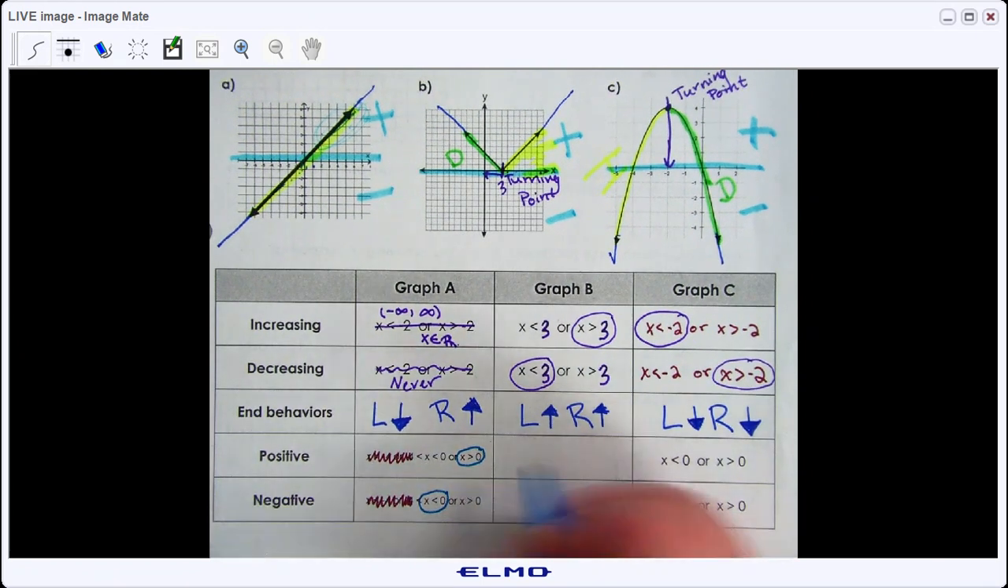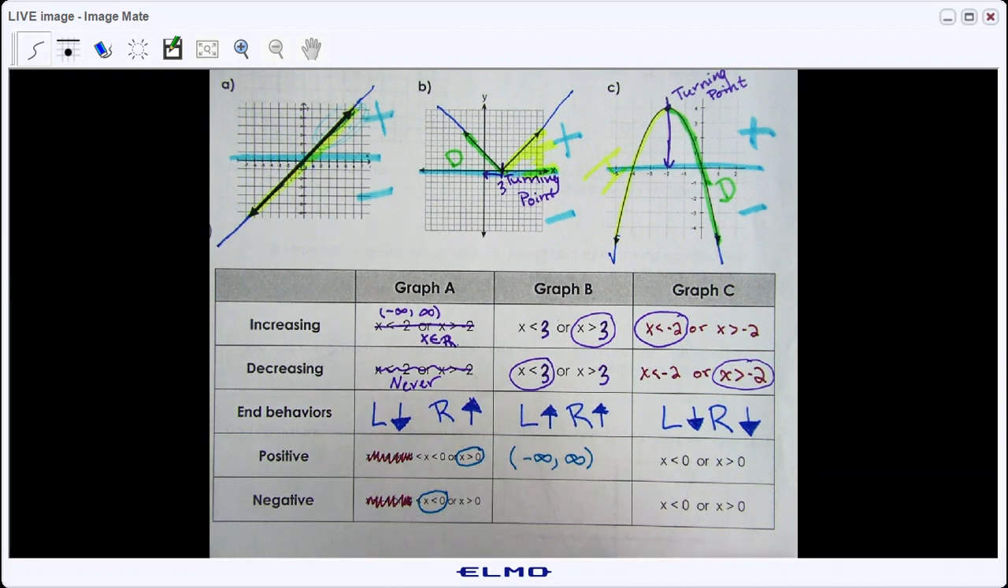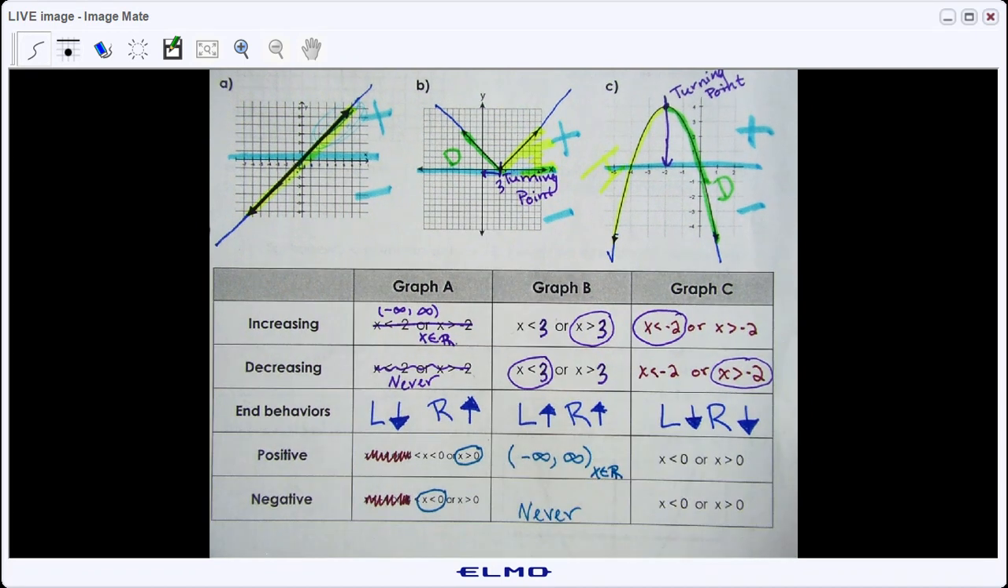All right. So that one, it switches at 0. For graph B, as we were saying, that's always positive. It's always up there. So we can use our inequality notation: negative infinity to positive infinity. If you do set builder, it would be x ∈ ℝ. But it is never negative. This one's always positive. Never going to be negative there.